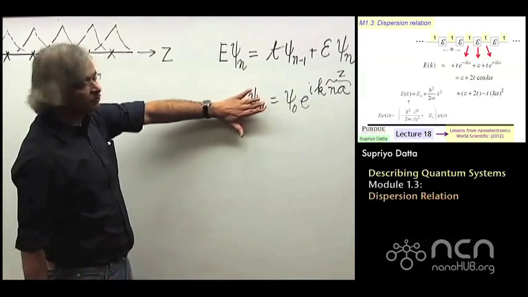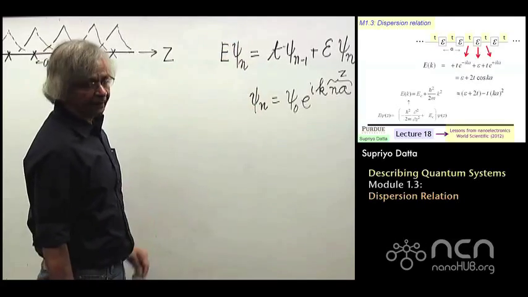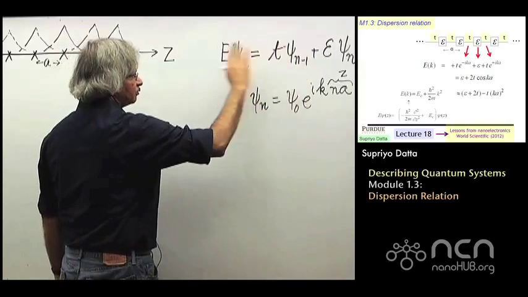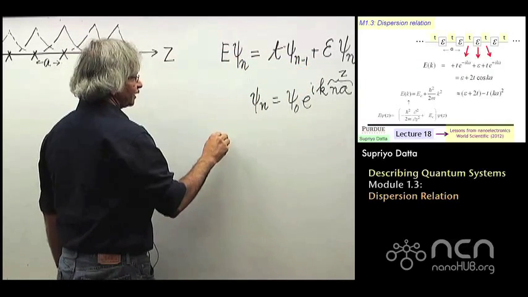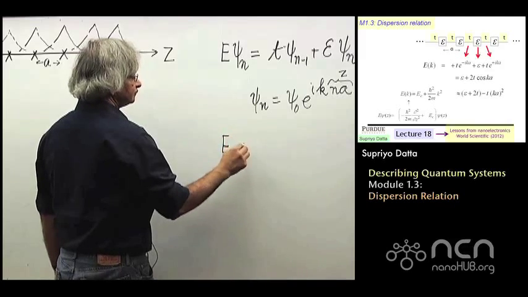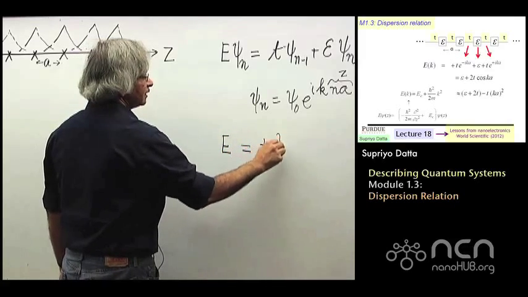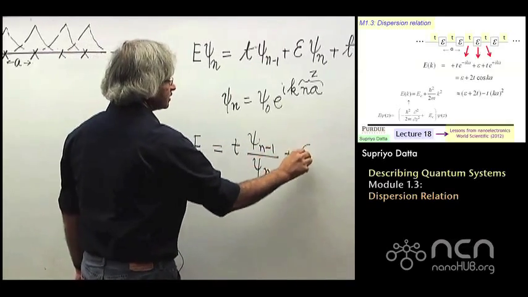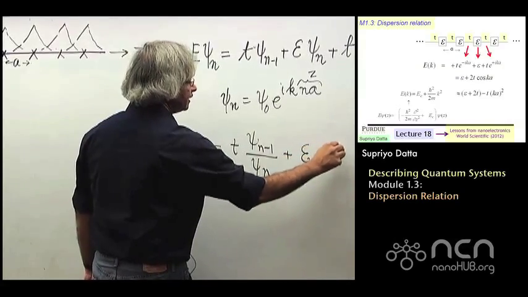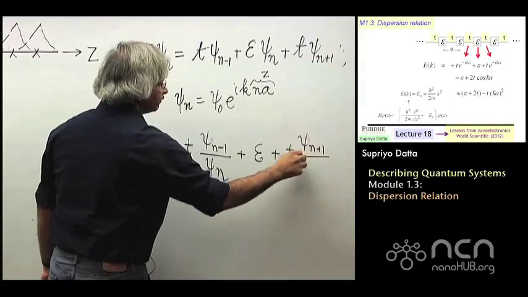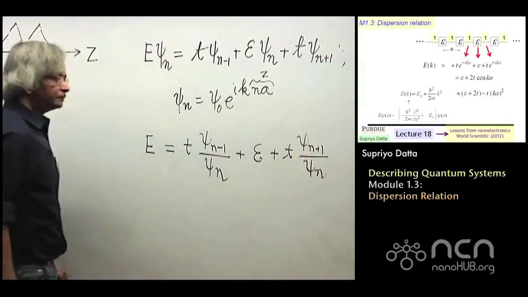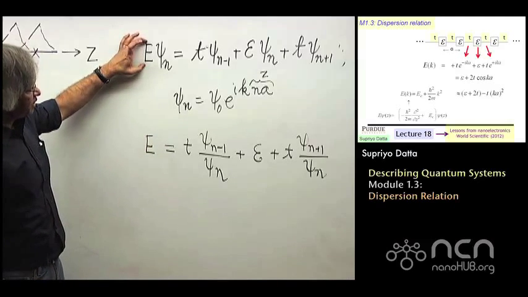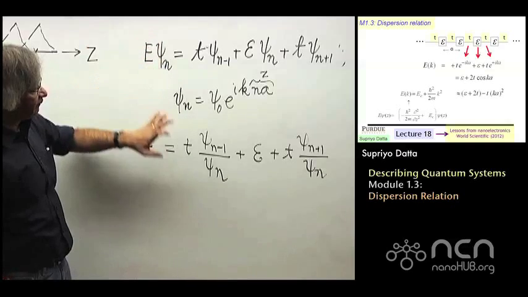Now, if I assume this solution and substitute it back in there, I guess the easiest way would be to divide through by psi n. So I can write it as E is equal to T psi n minus 1 divided by psi n, plus epsilon, plus T psi n plus 1 divided by psi n. All I did was start from this equation and divide it through by psi n.